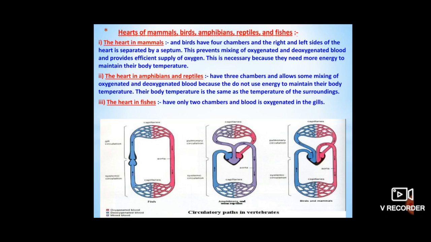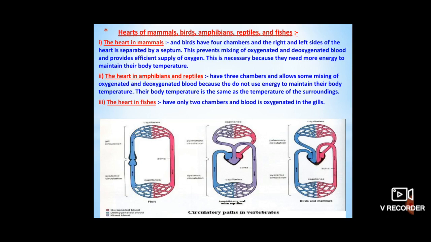Okay, so that's why only the amphibians will be having the three chambered heart, and in that there is a mixing of oxygenated and deoxygenated blood, which takes place in both the amphibians and reptiles. Why? Because they are cold blooded animals and they are not as well developed as compared to mammals and birds. That's why only the amphibians and reptiles have three chambers.